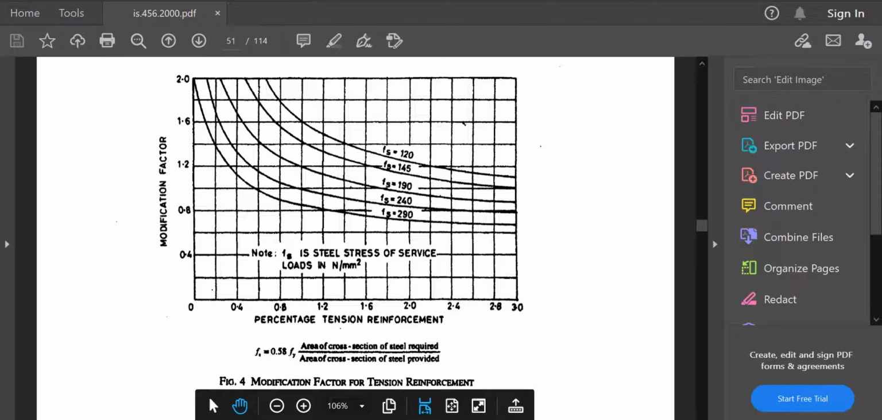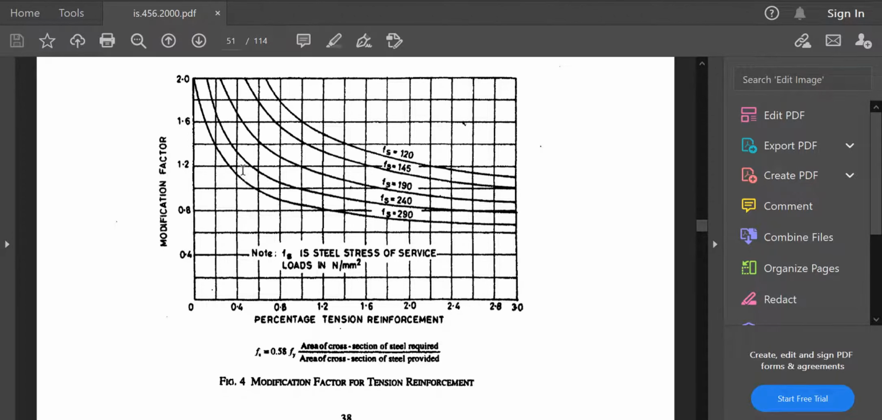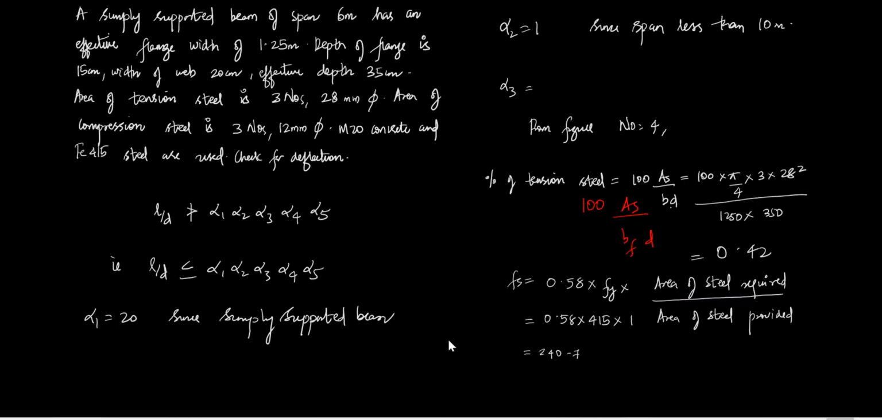If I move on to here, this value is 0.42 and I am going in the upward direction, it will reach 240. Fs value is 240, so this curve, it will go in this way and touch over here somewhere. I can take this value as nearly equal to 1. This is 1.2, this is 1.6, so this will be 1.4. I can take it as 1.3, so alpha 3 value I'll take it as 1.3.